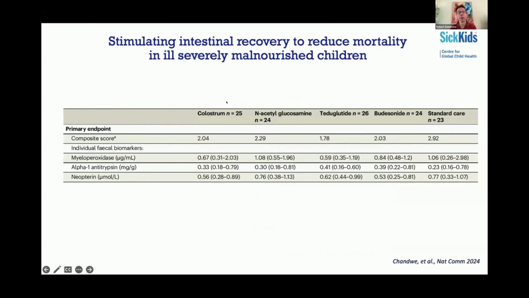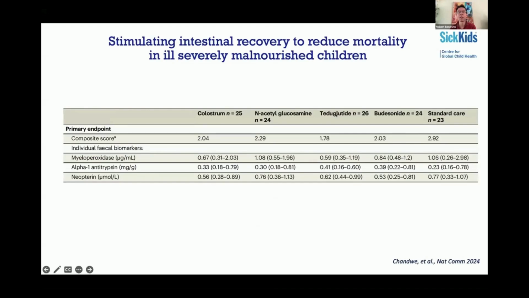So they gave either colostrum and acetylglucosamine. So we know that glycosylation, which has also been shown in, for example, inflammatory bowel disease to be defective, but also potentially in severely malnourished children, and they're important for a leaky gut. So this potentially could restore that.